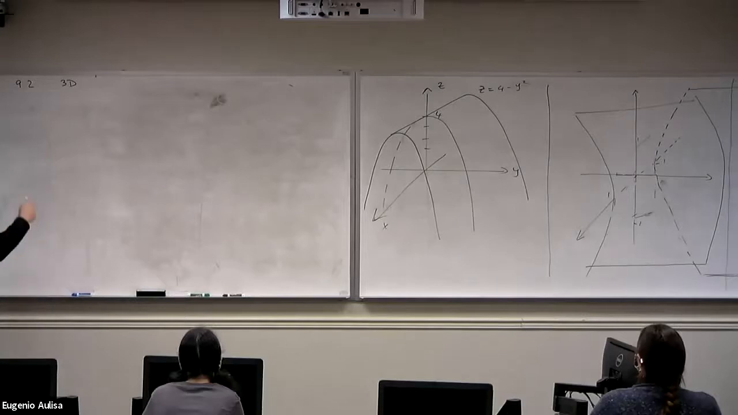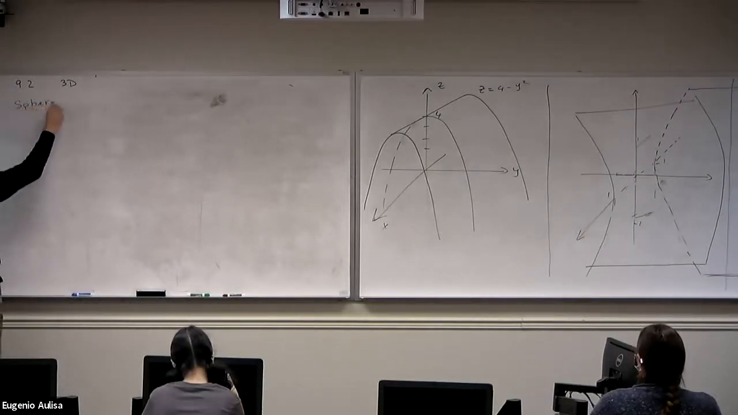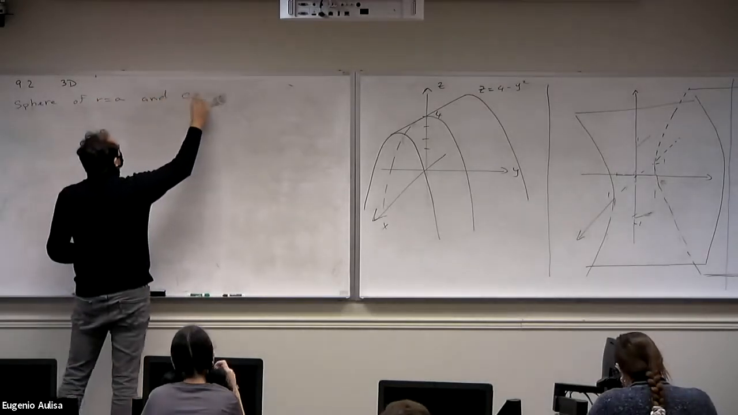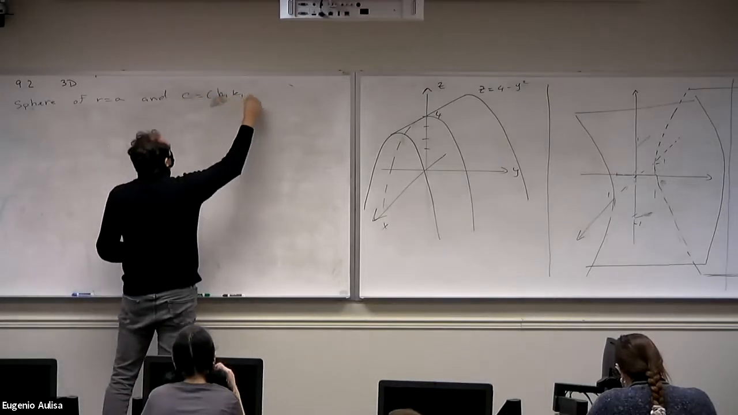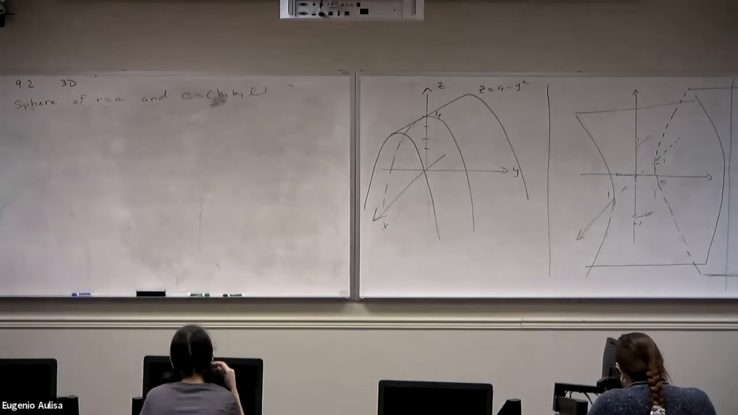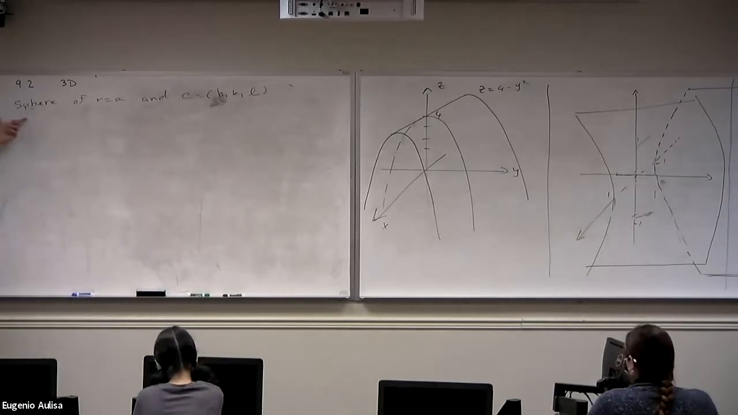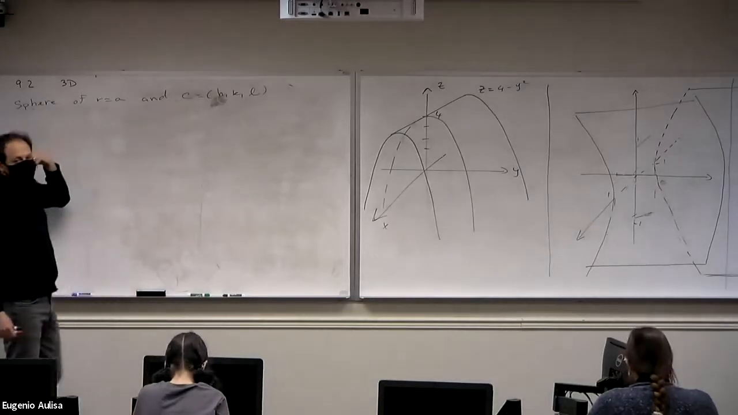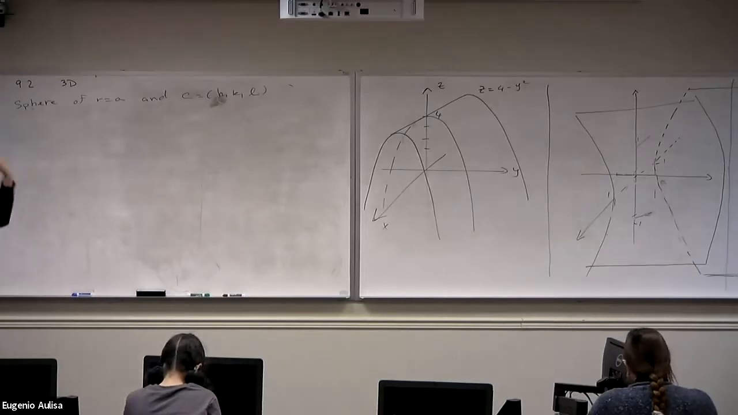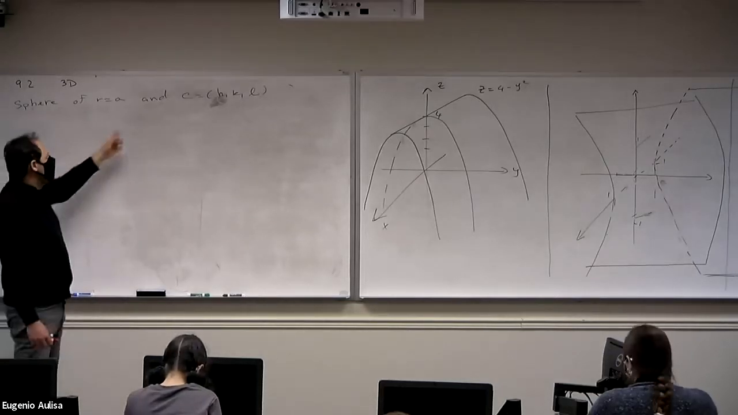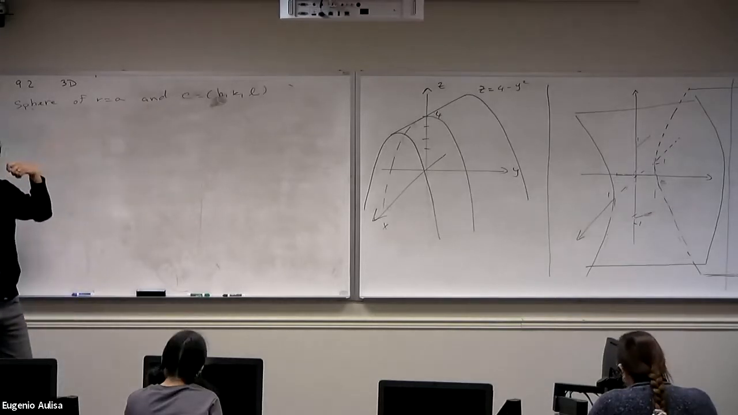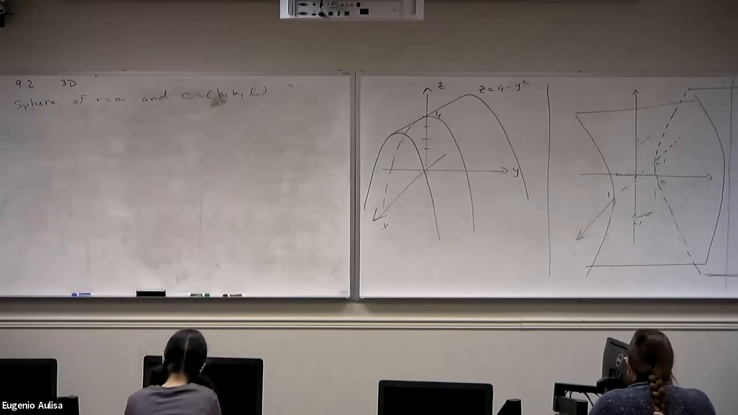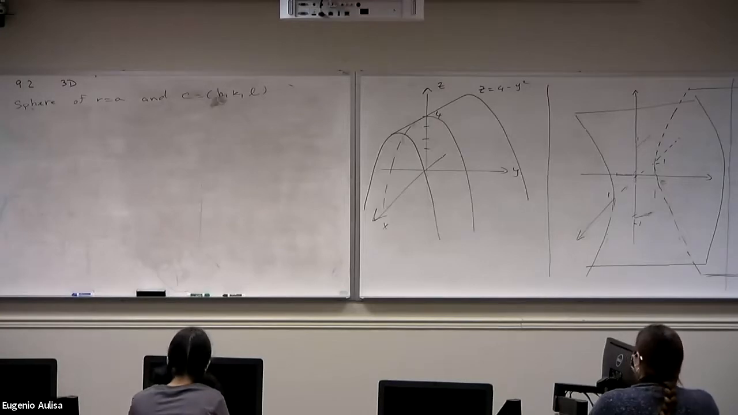Sphere of radius a and center at (h, k, l), that's a script l. Okay, so what is the geometric definition of a sphere centered at C with radius a? It is the set of all the points whose distance from C is a. Agreed? So what is going to be the equation of the sphere that satisfies this geometric definition?